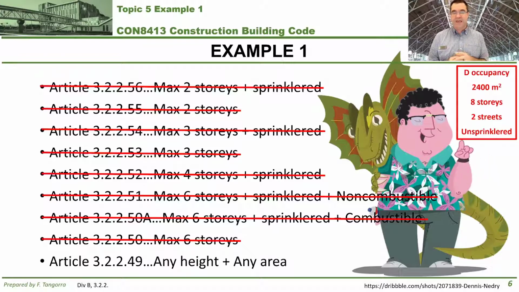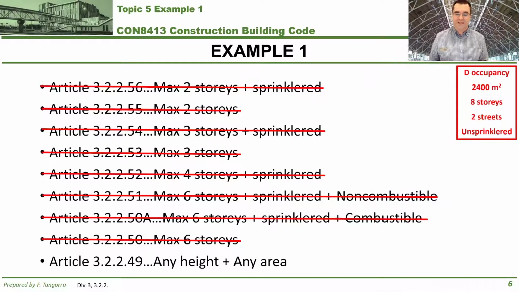Next. Article 3.2.249, which is any height and any area. Does that work? Well, yes, it does. And what you would do is you would read the whole thing in that article to find out the details. Okay? All right. So as soon as we find an article that works, we don't go backwards anymore. Because we found the one that is applicable. And in this case, it happened to be the least restrictive of all.